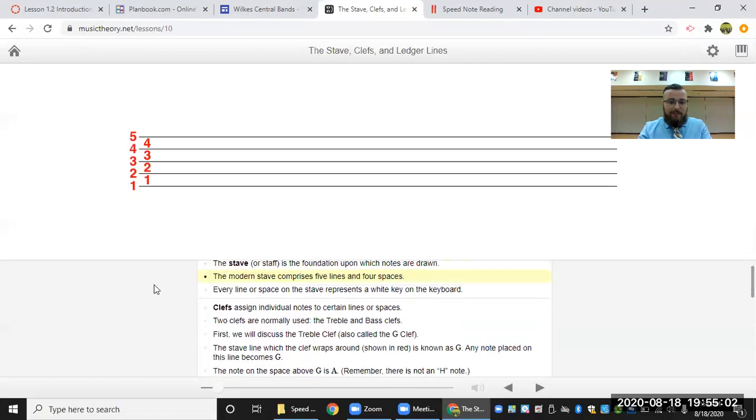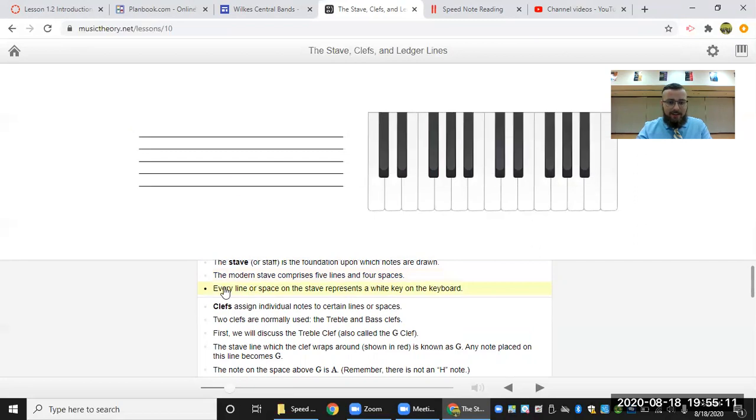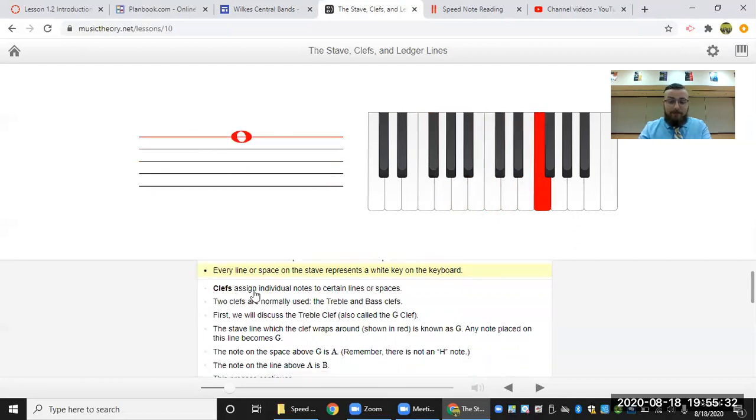The modern staff comprises 5 lines and 4 spaces. Hint: you don't have to draw the spaces. When you draw lines, the space is there. Every line or space on the staff represents a white key on the keyboard. We talked about that too, but I don't think you wrote it down. The white keys on the keyboard are known as the naturals. Write that down. Again, you can pause this as many times as you need to catch up, but I'm going to keep going.